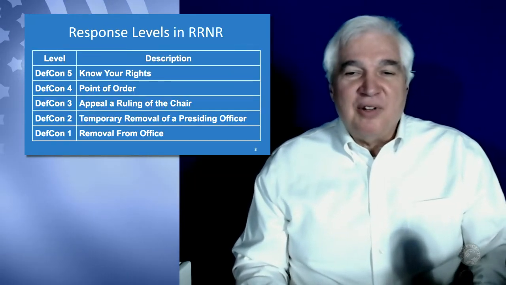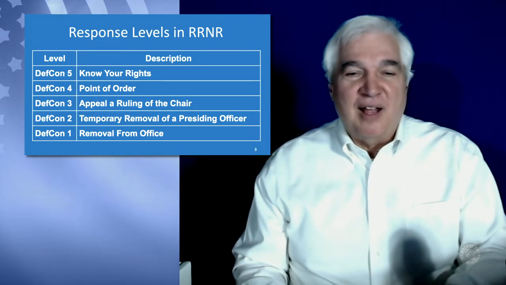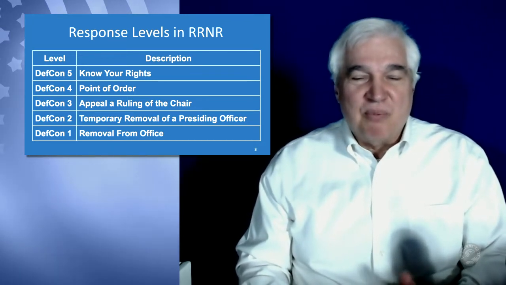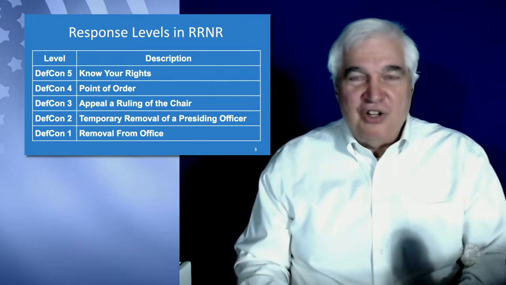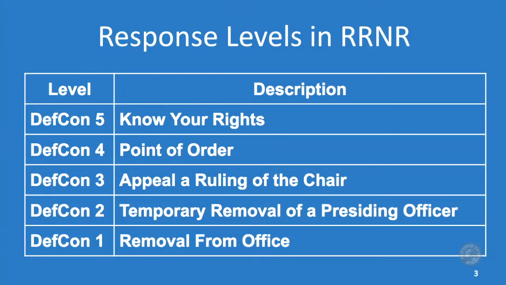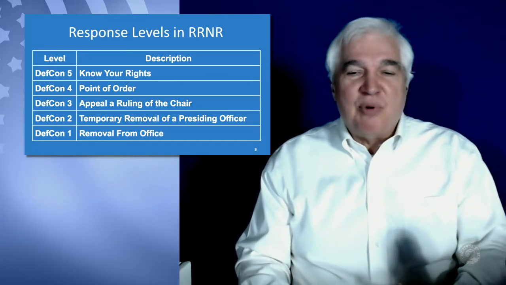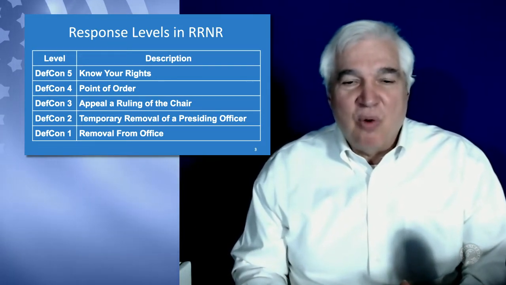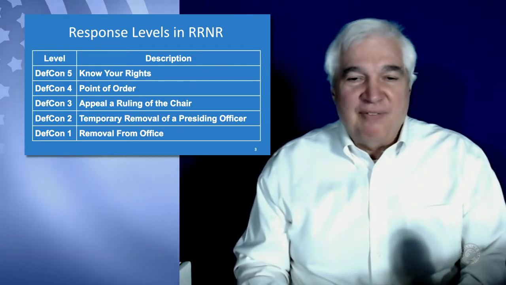So the response levels inside of Robert's Rules of Order: there's DEFCON 5, which is know your rights. DEFCON 4, which is the point of order, which is kind of your hammer or screwdriver in your toolkit. DEFCON 3 is appeal the ruling of the chair, which is not used that often, but really could be. Then there's DEFCON 2, which is a temporary removal of a presiding officer. And then there's DEFCON 1, which is removal from office.